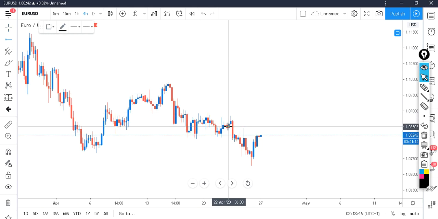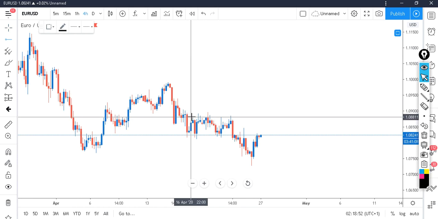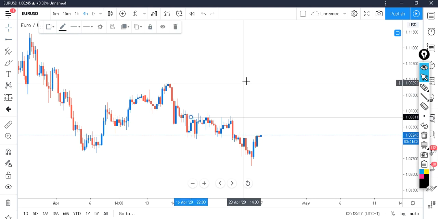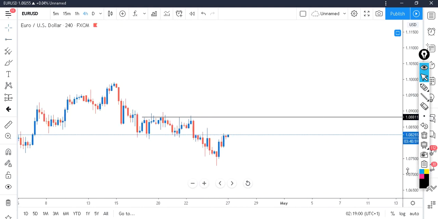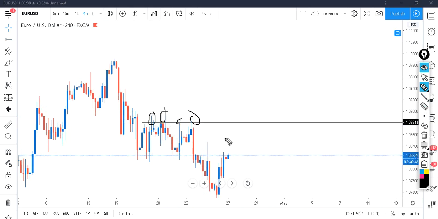Now, when you're drawing this resistance level, what do you do? You pick the area that has the most rejections. You pick the area that the market has rejected the most from. As you can see with this horizontal line here, I've picked the area that the market has rejected quite a lot from. We have 2 rejections, 4, 5, and 6. So when you're drawing your support or resistance, you need to get them in an area where the market has rejected quite a lot from. That's just it, as simple as that. You don't need to overcomplicate things.